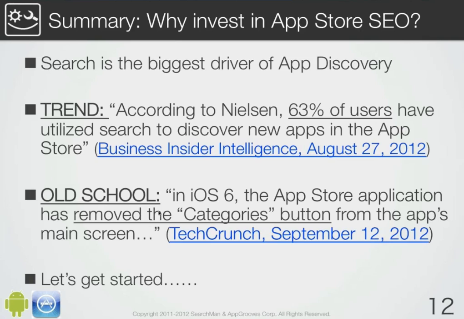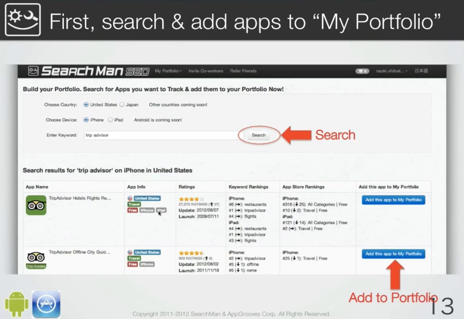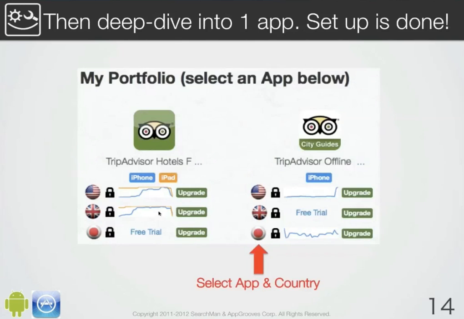To show you how our tool works, it's pretty simple. You don't need an SDK or anything to get started. You just sign up for free. You look for your app by searching for it, and then you add that app to your portfolio. Once it's in your portfolio, you select that app, and you select it by country because the search data is different by country. So the site is basically used for 2 things. One is to track performance, and one is to actually implement keyword improvements.